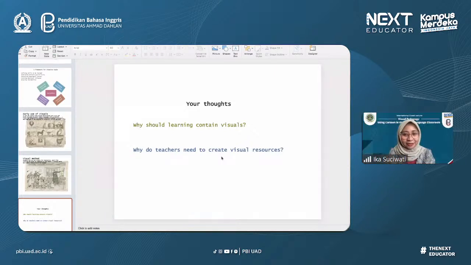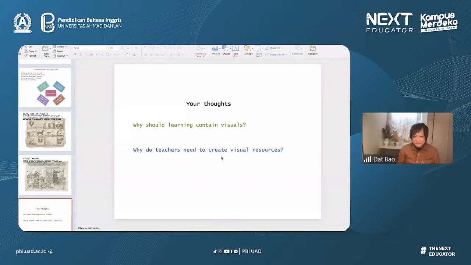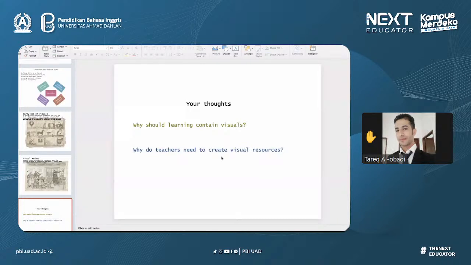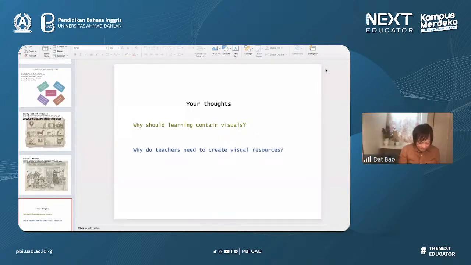Yeah, we have Tariq here. You can unmute yourself. Yeah, I think visual is one of the ways to make the students get the idea easily, and it will make them focus. This visual will attract students during the class. Yep. Thank you, Tariq. That's a good reason. Yeah, attraction. We capture attention and arouse curiosity.